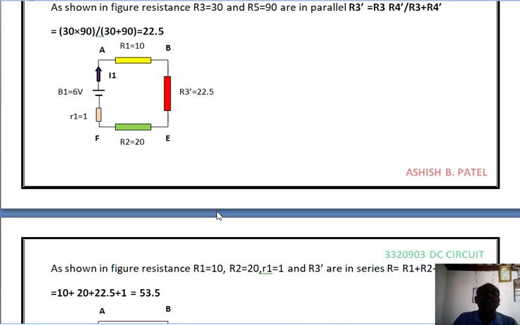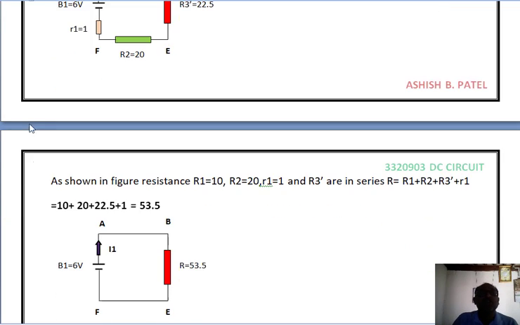Now you can see that resistance R1, R3 dash, R2 and this R1, they are in series. So we can use the series formula R is equal to R1 plus R2 plus R3 dash plus R1. R is nothing but the total equivalent resistance of this circuit. So 10 plus 20 plus 22.5 plus 1 is equal to 53.5 ohms.